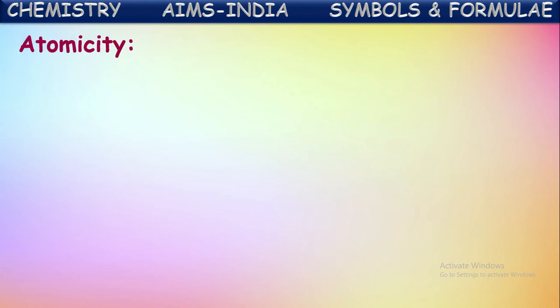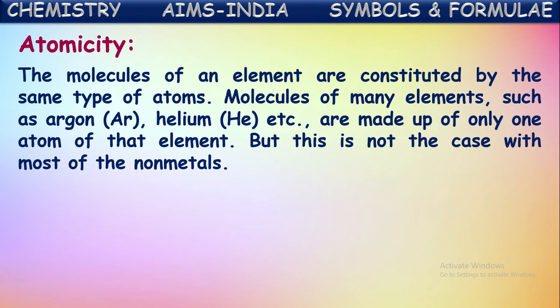Now, let us see another concept, atomicity. The molecules of an element are constituted by some number of atoms. Molecules of many elements such as argon, helium, etc. are made up of only one atom of that element, isn't it? Because we know these elements are the least reactive elements. They do not combine with any other elements, and they won't even combine with themselves. They will always exist in individual atom form. So in their molecules there will be only one atom.